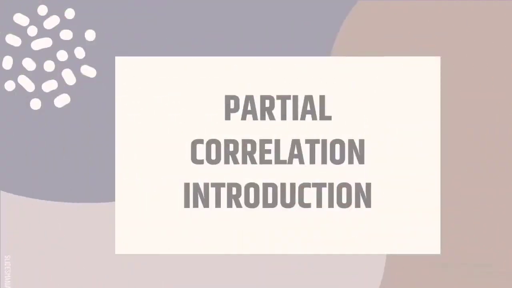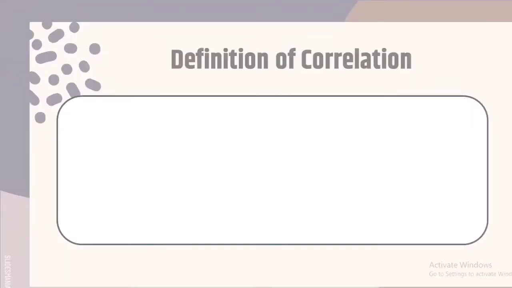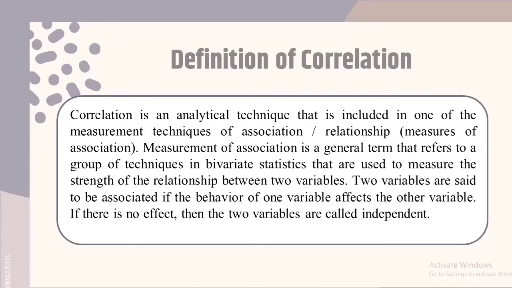To calculate partial correlation, we must first know the meaning of partial correlation. So, first, the definition of correlation. Correlation is an analytical technique that is included in one of the measurement techniques of association or relationship, a measure of association.